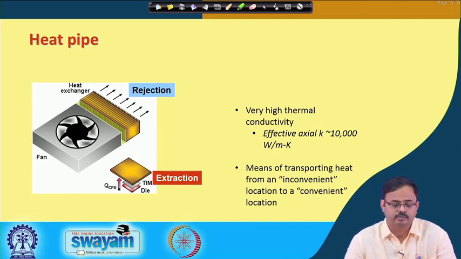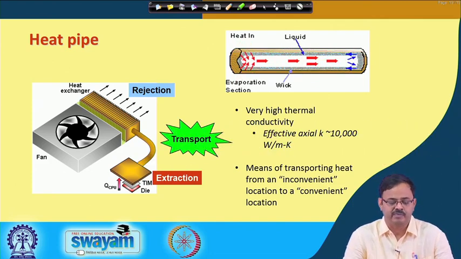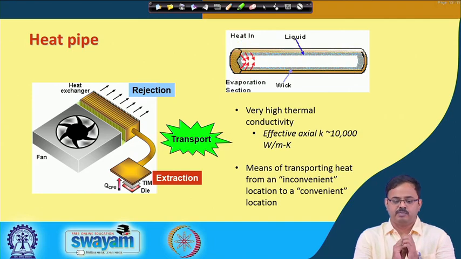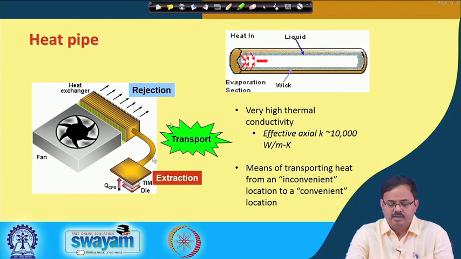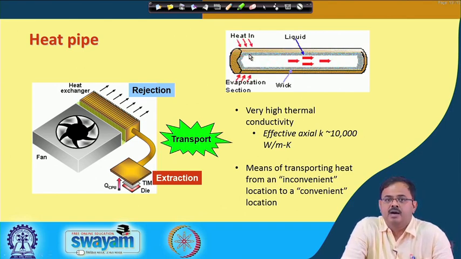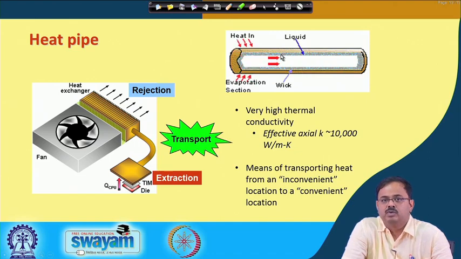So, what do we do? We put something called a heat pipe. From outside it looks like a copper rod, but you know what happens inside? It is actually a hollow tube with a fibrous material attached to the wall in the annulus, which is called the wick.